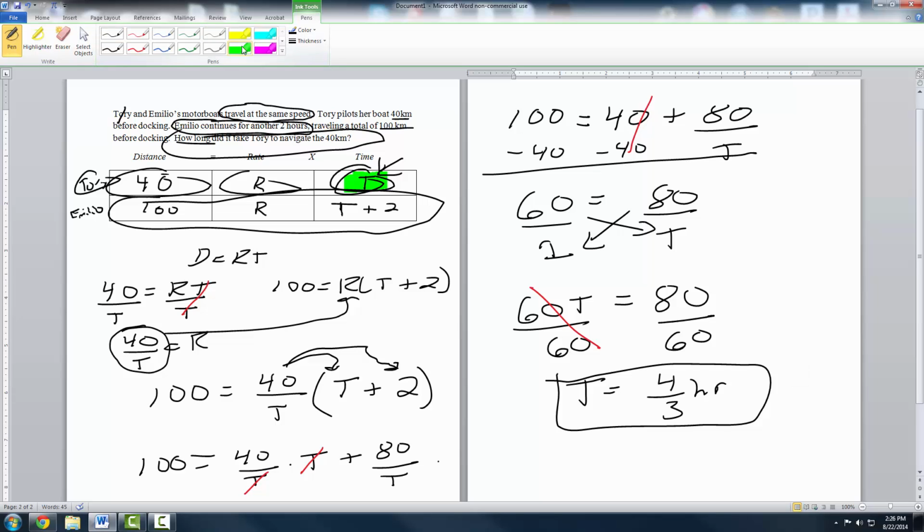Again, I think it is very important to make the table. I think the table is extremely important so you can set up your two distance, rate, time equations.